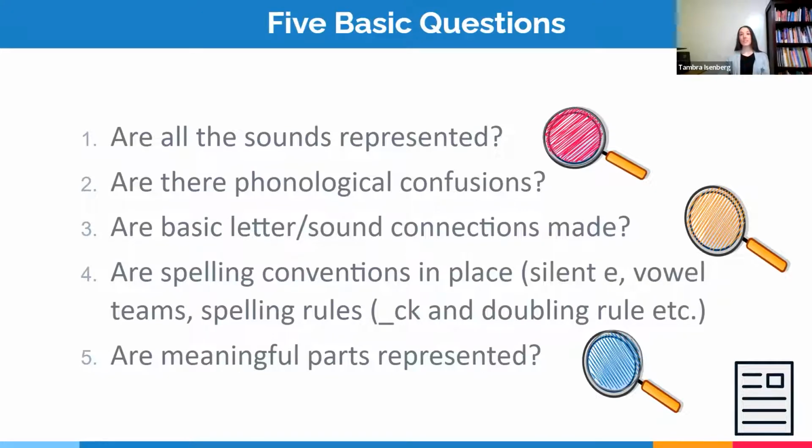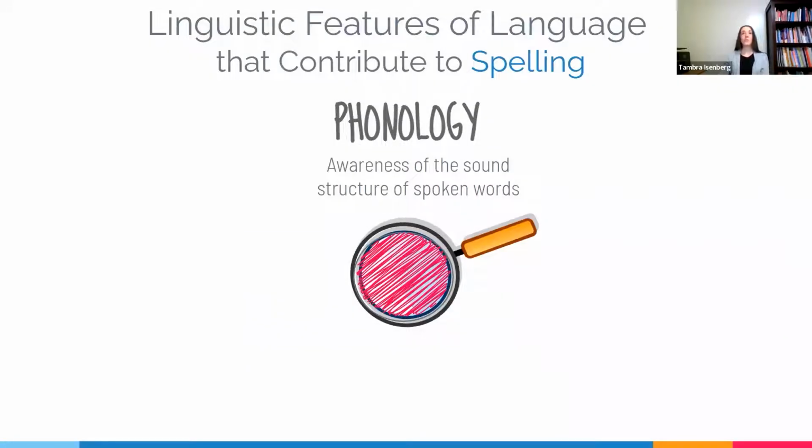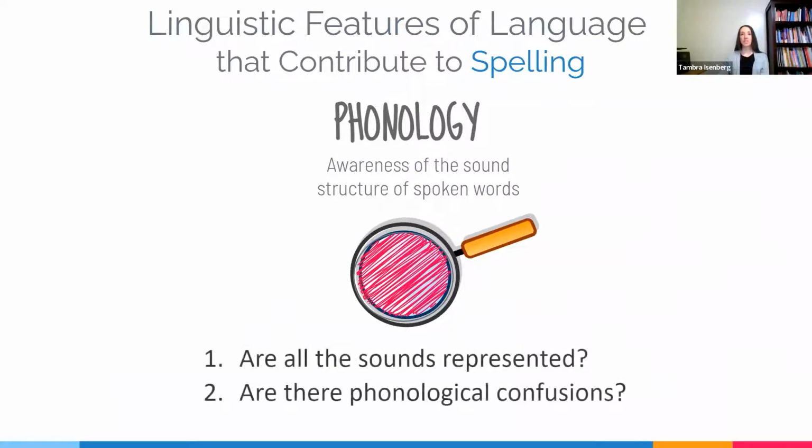Are basic letter sound connections made? And are spelling conventions in place? Things like silent E. Can they use vowel teams correctly? Do they know the doubling rule? Do they know when to use CK at the end of a word? And then finally, we want to look through the spelling inventory through the lens of morphology and checking for those meaningful parts and making sure that they're representing those correctly as well. So now we're going to actually put this view into practice with some actual samples. And again, we're going to start with that lens of phonology because that's our foundation.